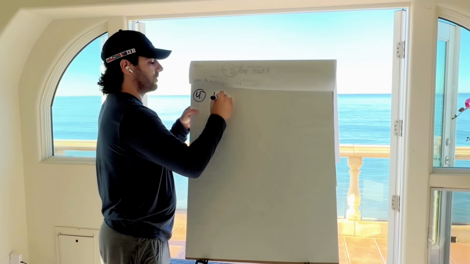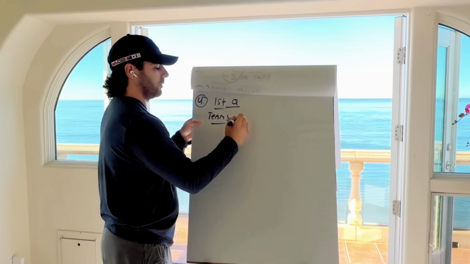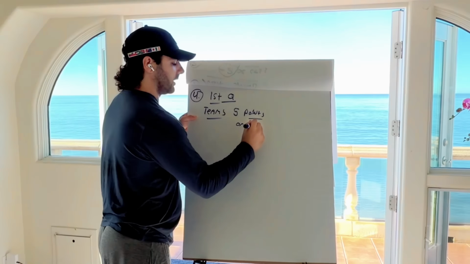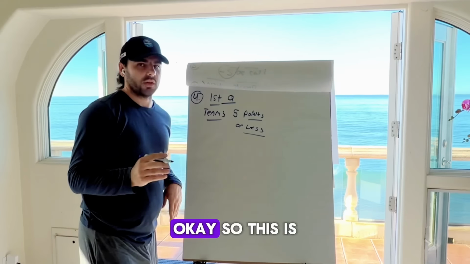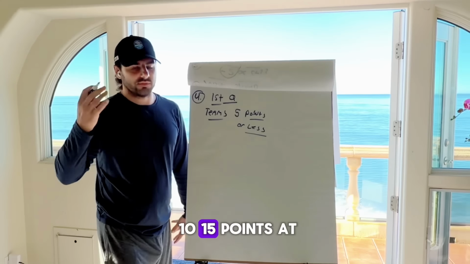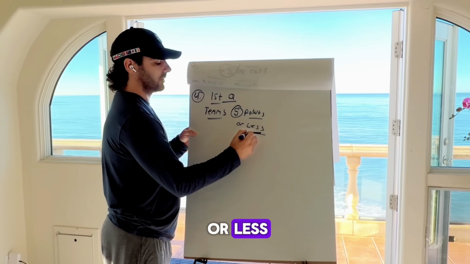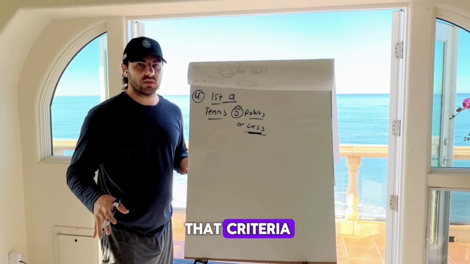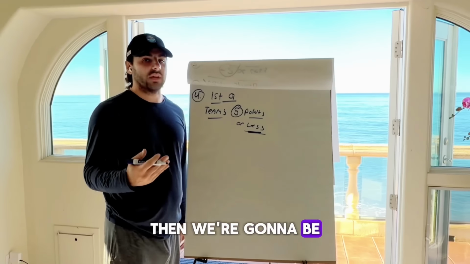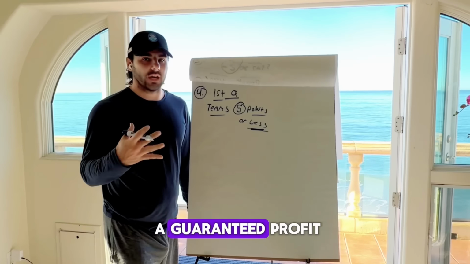After the first quarter, we need the teams to be within 5 points or less of each other. This ensures that one team is not just running away with it. They're not up by 10, 15 points after the first quarter. Make sure it's 5 or less. If that fits the criteria, then we're in business. Then we're going to be able to actually put our bets in live. That's going to make you a guaranteed profit.